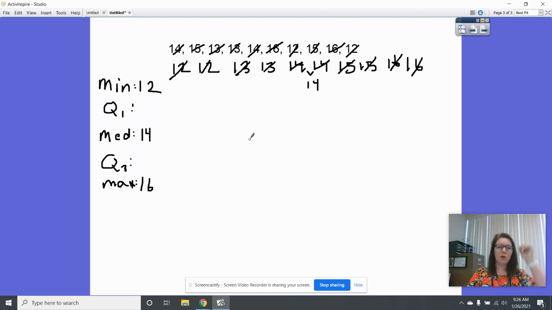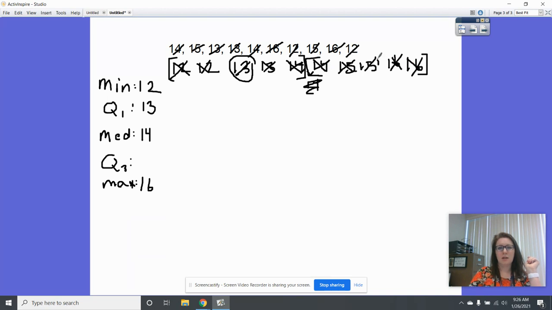Now we're going to do our quartile 1. What we do, not including the median, is take this side of the data and find the median of this side. So I'm going to cross off on each side, cross off on each side, and this was nice. We ended up with a perfect middle, which is 13. And again, not including the median, I'm going to look at this side of the data, cross off on each side, cross off on each side, and this ended up with a perfect middle, which is 15.